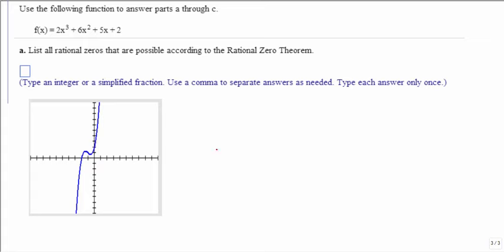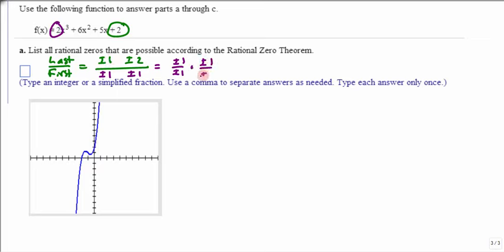So the first part of this question says list all rational zeros that are possible according to the rational zero theorem. Okay, well remember it's last over first. My last term is a 2, so the factors of 2 are plus or minus 1 and plus or minus 2. And my firsts would go after the coefficient that's in front of the highest power, so it would also be plus or minus 1 and plus or minus 2. So if I have to write out all these possibilities, it would be plus or minus 1 over plus or minus 1, plus or minus 1 over plus or minus 2.